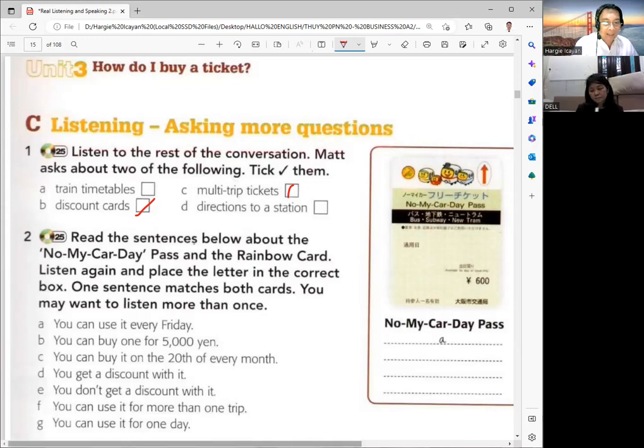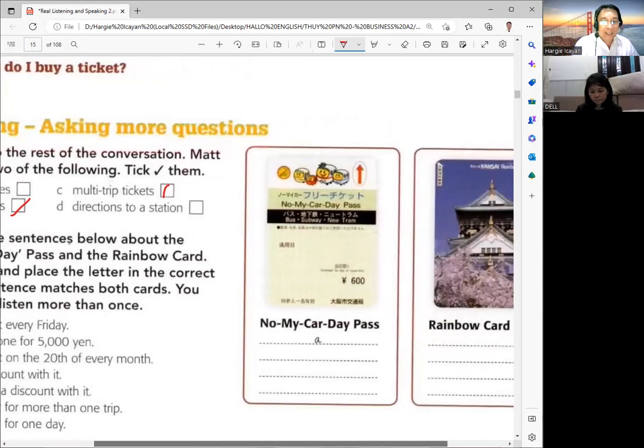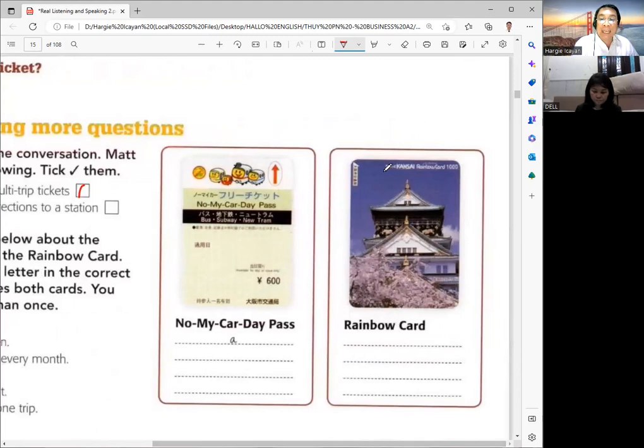Now, in the information that he mentioned just a while ago, Komiko also explained to Matt about the following discount cards. They have the so-called No My Car Day Pass, and the other one is the Rainbow Card.